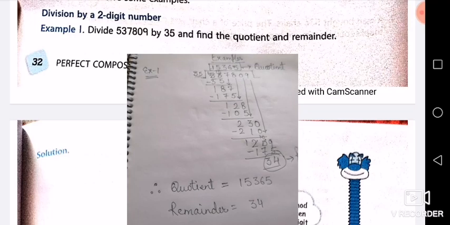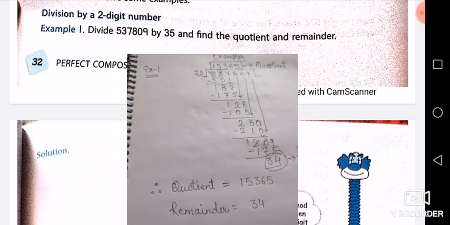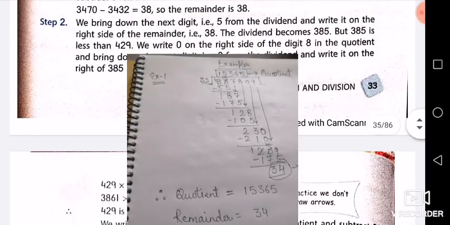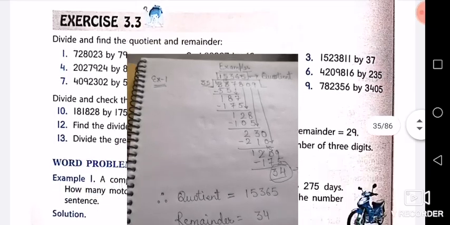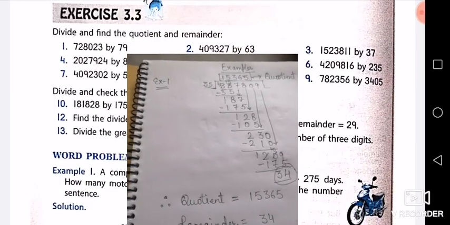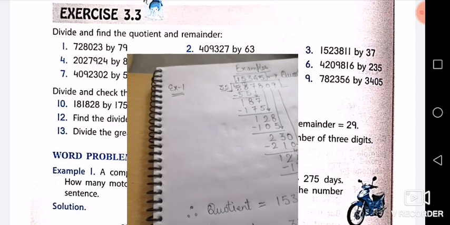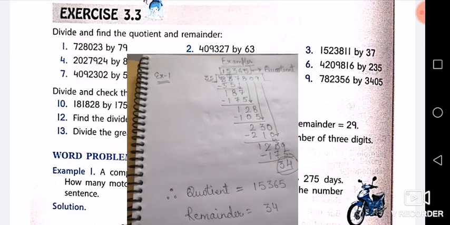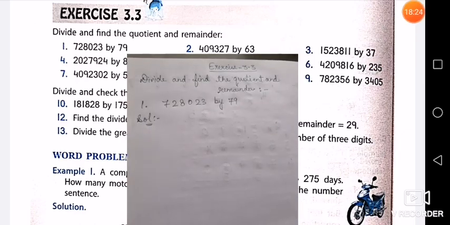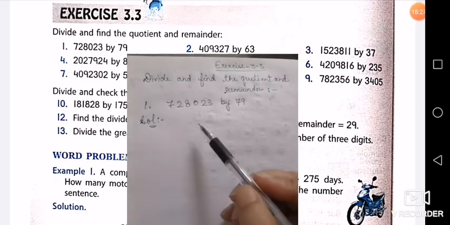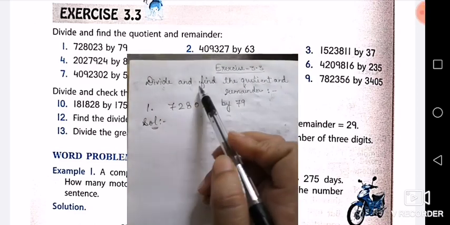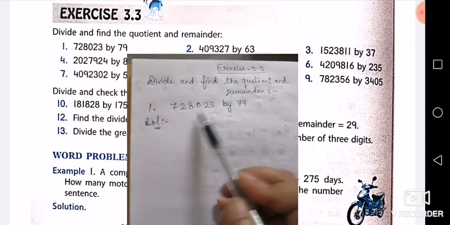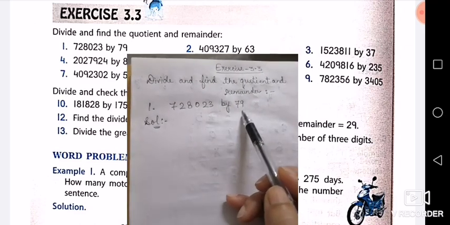Now we'll do the exercise. The questions related to this only, in which you have to divide a number by a 2-digit divisor. So here we can see the first question, divide and find the quotient and remainder. We'll start with the first question. Now we will start exercise 3.3. The question is divide and find the quotient and remainder. Now the first question is this. You have to divide this number by 79.